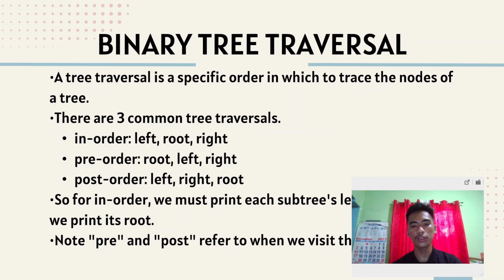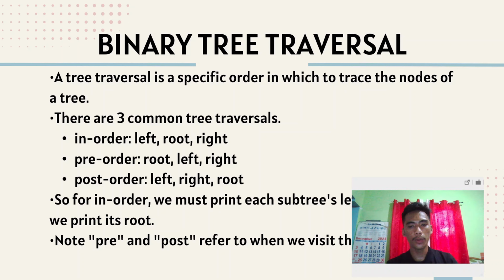The next is pre-order traversal. In pre-order traversal, the order is root, left, and right. The root of each subtree is printed first, followed by the left and right branches. This traversal is useful for creating prefix expressions in arithmetic expressions.